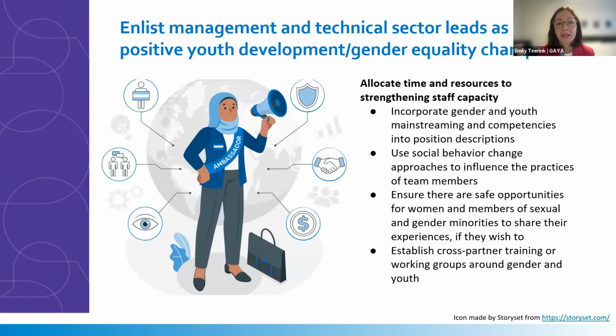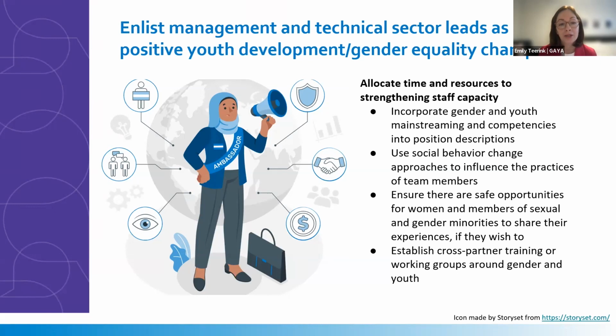Gaia also recommends allocating time and resources to strengthening staff capacity around gender and youth integration. One example of this might be incorporating specific gender and youth competencies into position descriptions for all team members and using these as part of the recruitment and performance evaluation. Gaia also recommends using social behavior change approaches to influence the attitudes and practices of team members around gender and youth integration. But we'll talk about that more in just a bit.